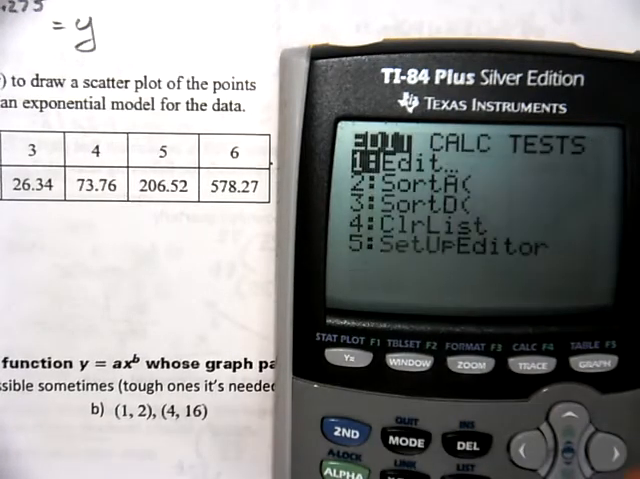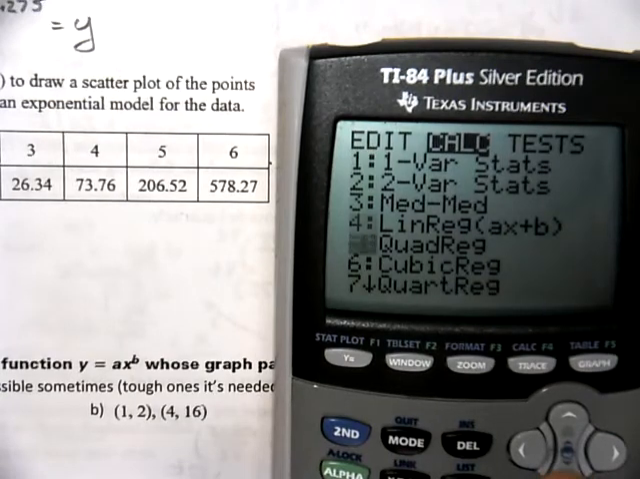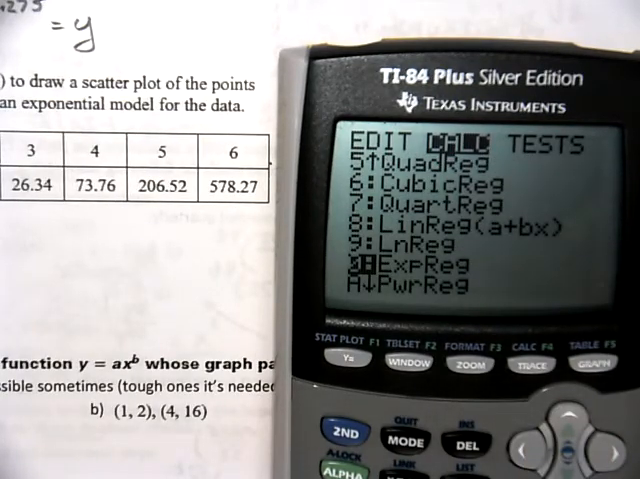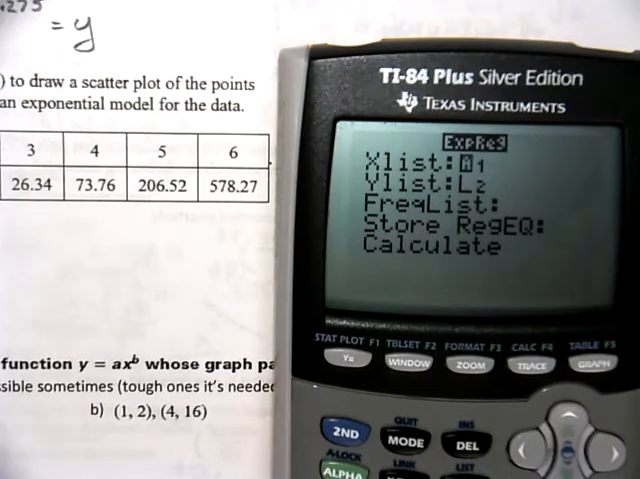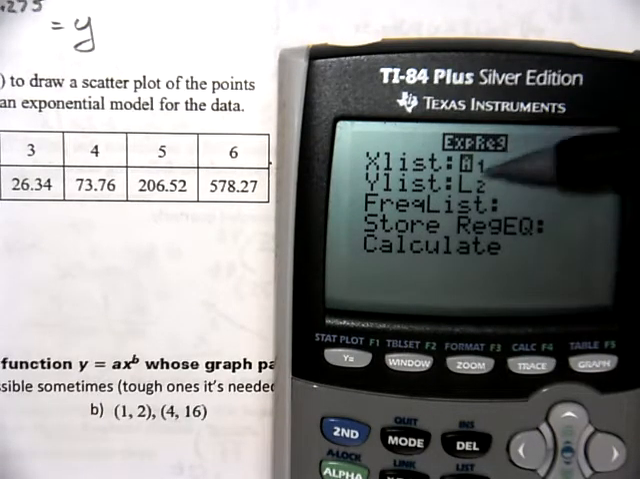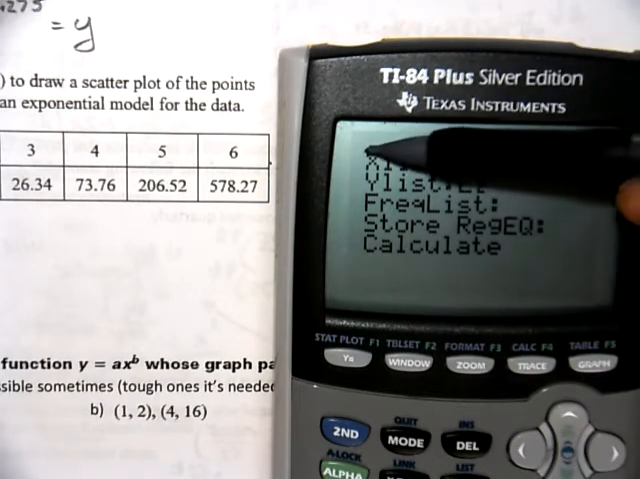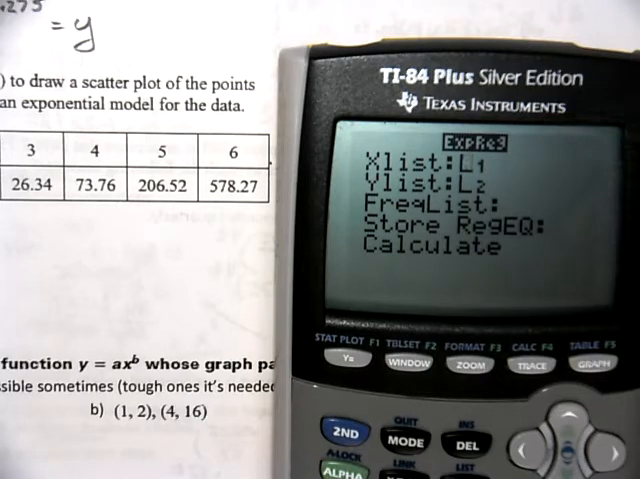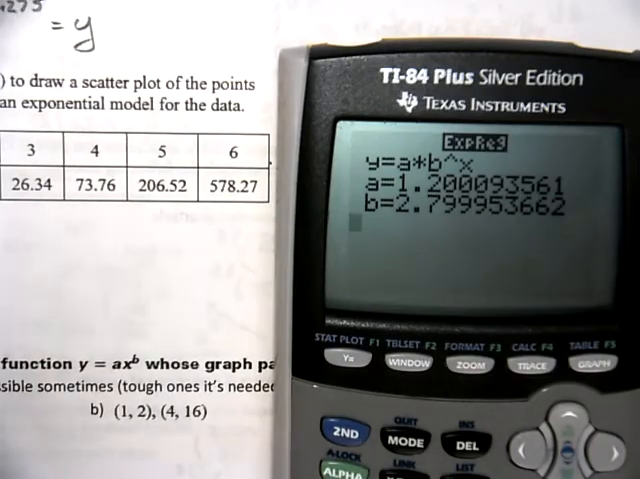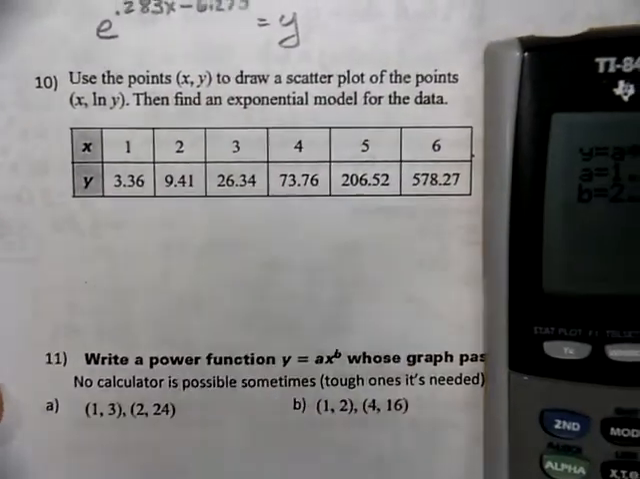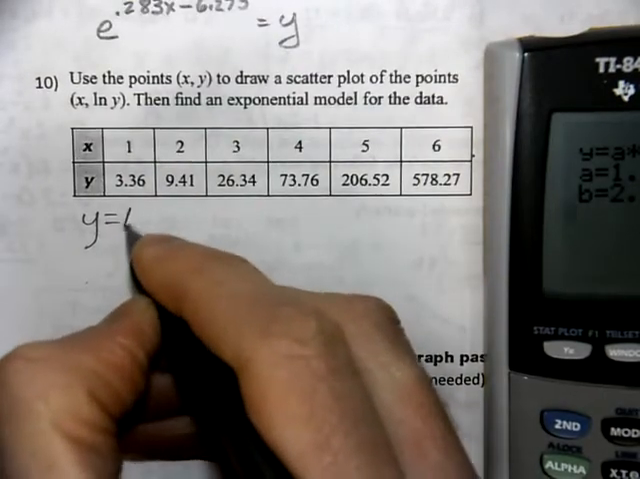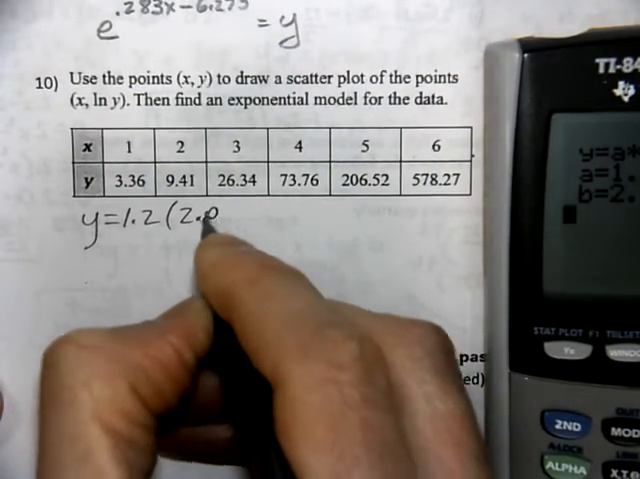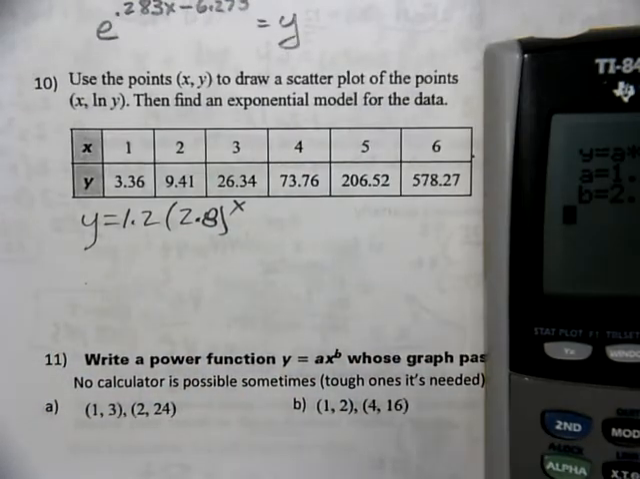So next we're going to go to Stat, over to Calc, and down to number 0, which is the exponential regression. This calculator is showing you all these different steps through here. Some calculators will only show you a very tight top equation that says exponential regression. But my numbers are in L1 and L2, so I go down to calculate, and we have our answer as y equals 1.2 times 2.8 to the x power. That's that data.